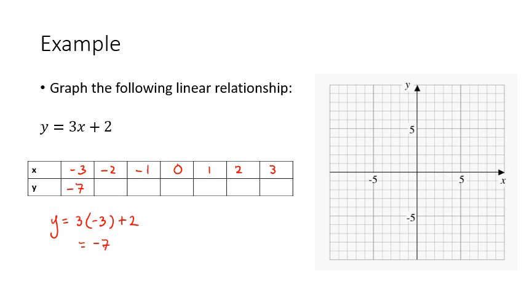I'm now going to substitute my -2 value in. 3 lots of -2 is -6. -6 plus 2 is -4. I'm now going to substitute my next value for x in. 3 times -1 is -3, plus 2 is -1. Now I'm going to substitute my next value in. 3 lots of 0 is 0, plus 2 is 2. And you can see that these are going up by 3 each time. Now I've got my set of coordinates.